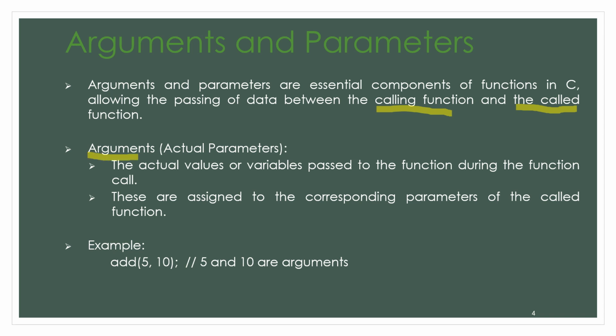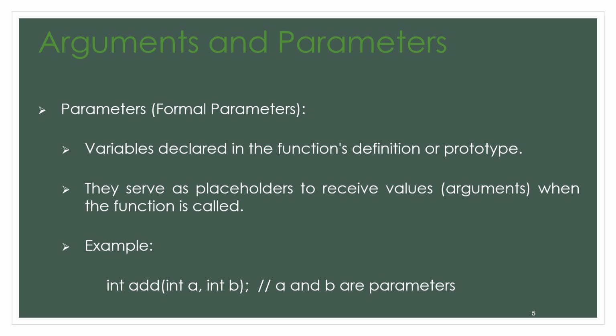Arguments are also called actual parameters. They are the actual values or variables passed to the function during the function call. For example, add is the function. So here 5 and 10 are the arguments. Parameters are also called formal parameters. Variables declared in the function definition or prototype are called formal parameters. For example, int add(int a, int b). Here, the variables a and b are the parameters.